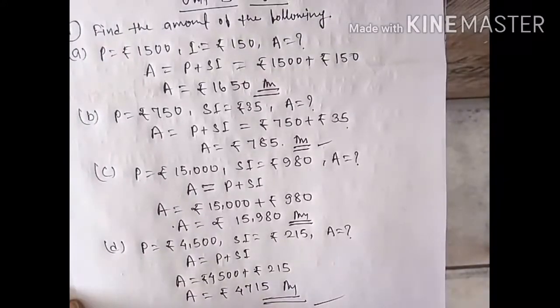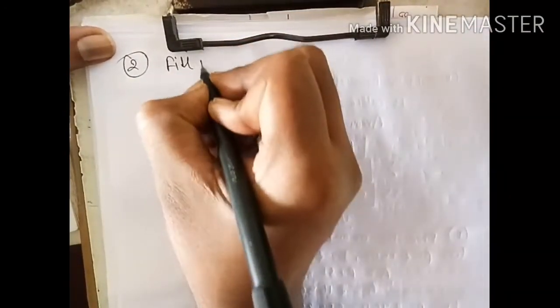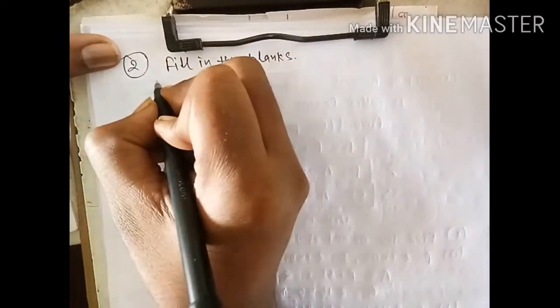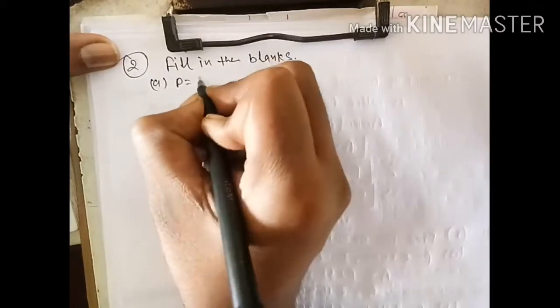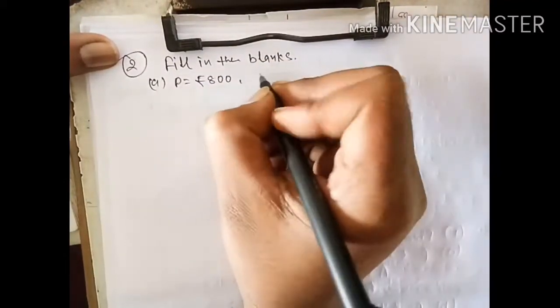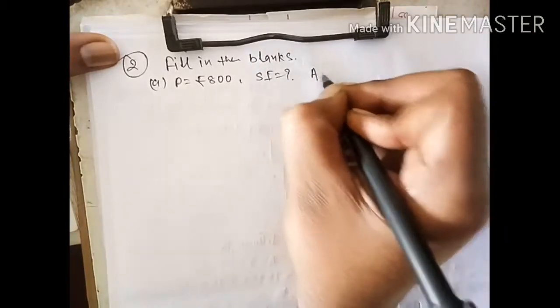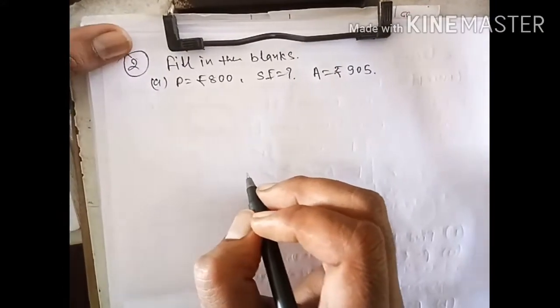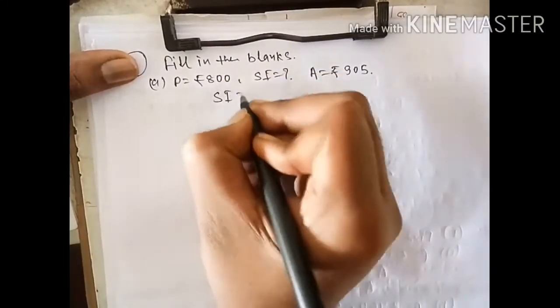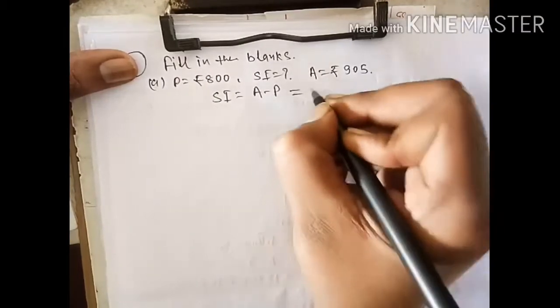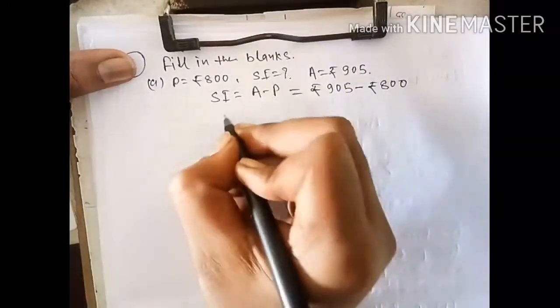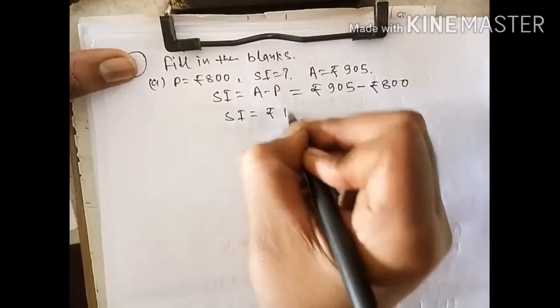Now in question number 2, you have to fill in the blanks. In the first question, principal is rupees 800, SI is not given, amount is rupees 905. You have to find simple interest, and we know that SI is equal to amount minus principal. Amount is rupees 905, principal is rupees 800. After subtracting you get rupees 105.